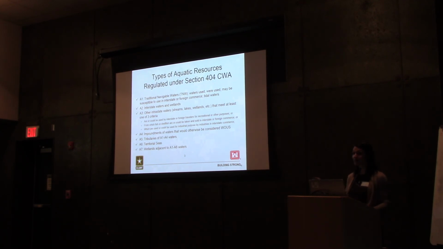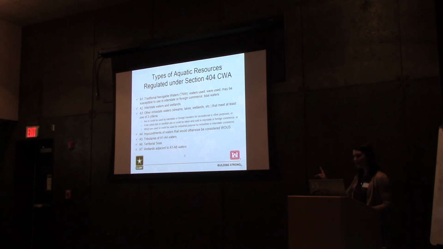So we have our traditional navigable waters, not to be confused with our federal navigable waters. We made it real confusing for everyone. Federal navigable waters are generally TNWs, but TNWs do not have to be federally navigable waters. These are predominantly waters that were used or may be used or susceptible to use for interstate or foreign commerce. And then we have our interstate waters and wetlands, so the St. Croix River, a state boundary, or the Columbia River between Washington and Oregon. It's an interstate water that falls under Clean Water Act jurisdiction.